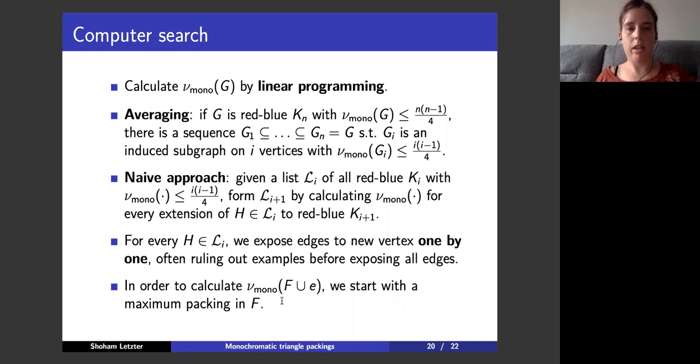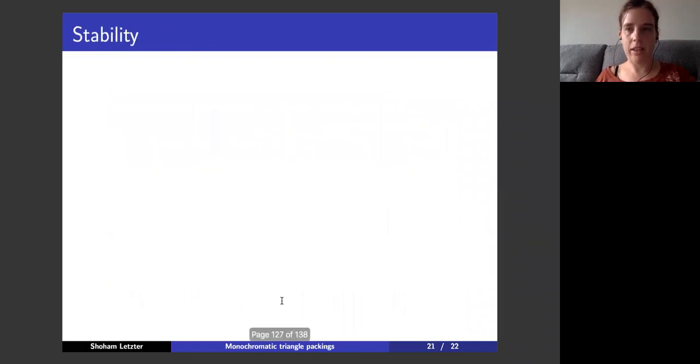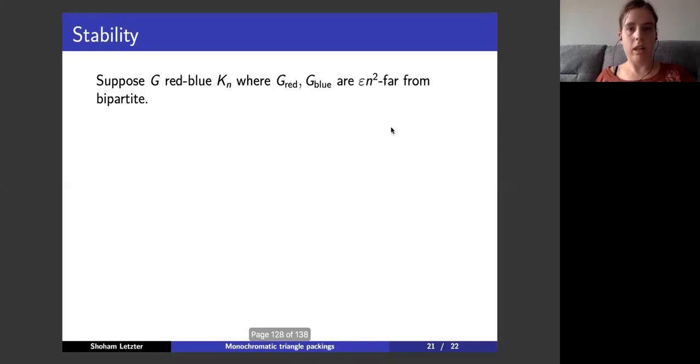Now, I think I can say a bit about the stability, and then I will finish. Okay, so what's the setup here? I'm starting with the red, blue K_n called G, and I assume that the red and blue graphs are both far from being bipartite. So in other words, this example G is far from our extremal example.